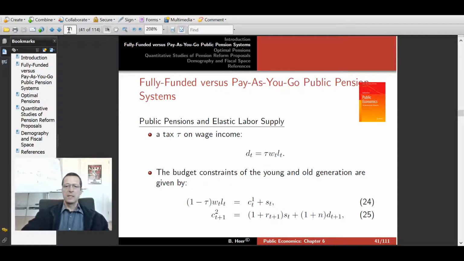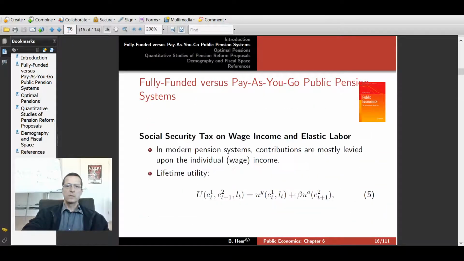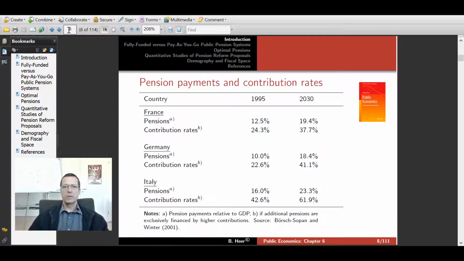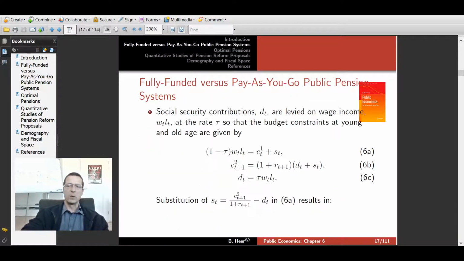We have learned in the beginning how large these values for tau are. In 1995, for example, the contribution rate was already 24% in France, 23% in Germany, and 42% in Italy. These rates are even projected to increase over the upcoming years. And we will often use a contribution rate of tau equal to 30%, which is in the range of values observed for Southern European countries like Italy. In the United States, it's substantially lower right now.